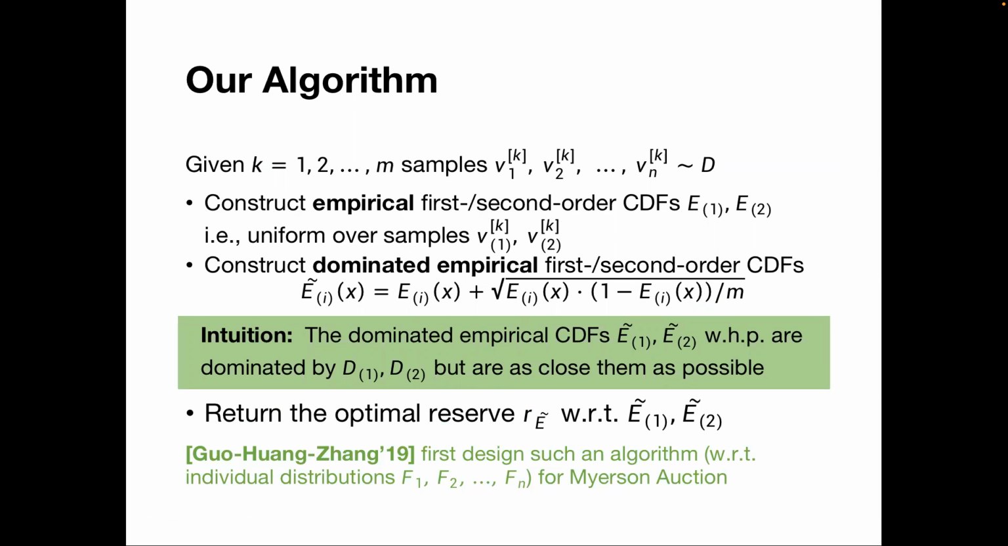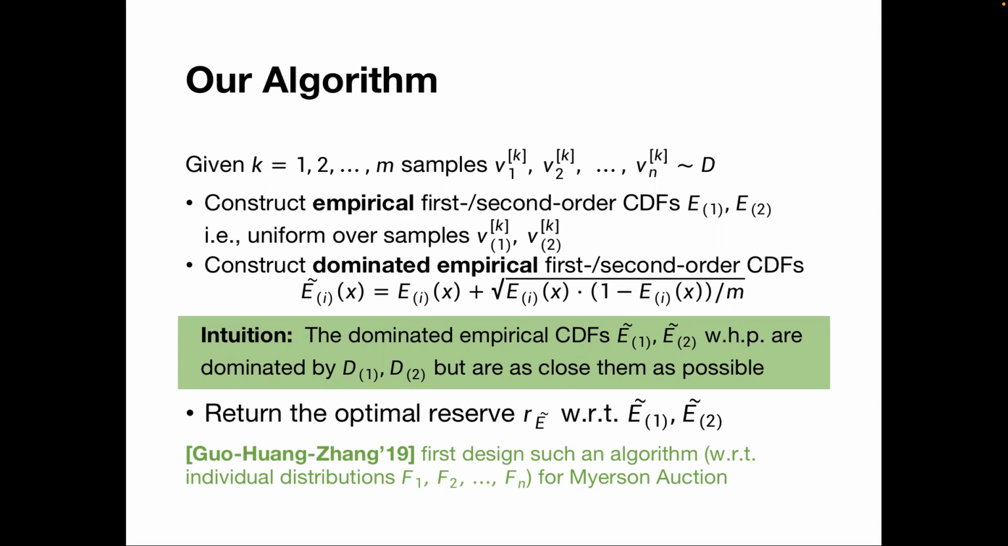First, using those samples, we just pick the highest value and the second highest value from each sample, and we use those first order samples and second order samples to construct the empirical first order and second order CDFs. Next, we use these two empirical CDFs to construct the dominated empirical CDFs.